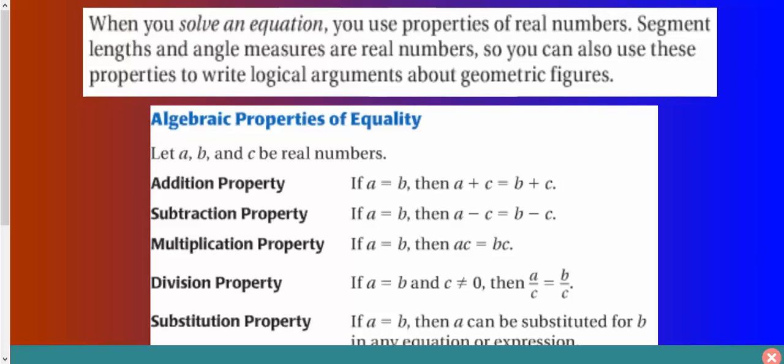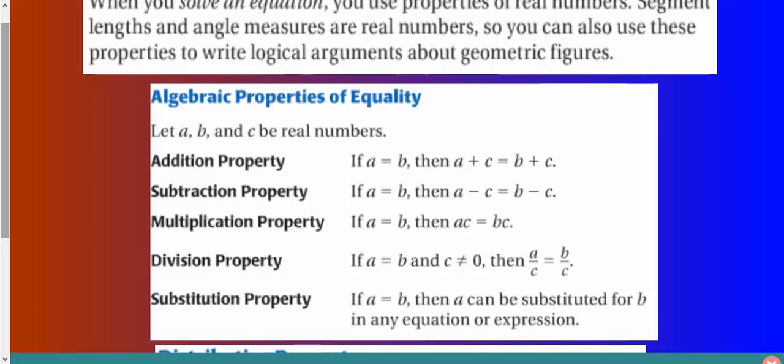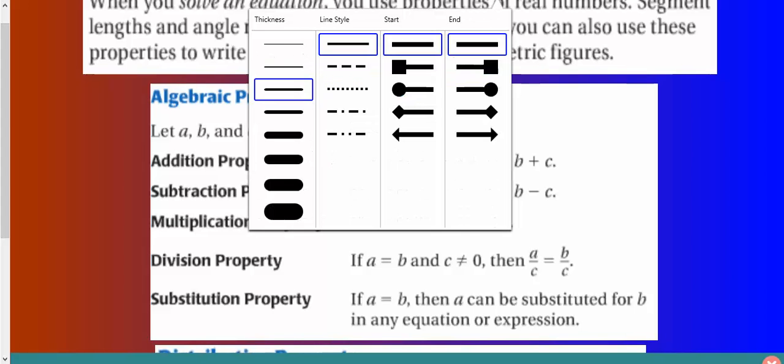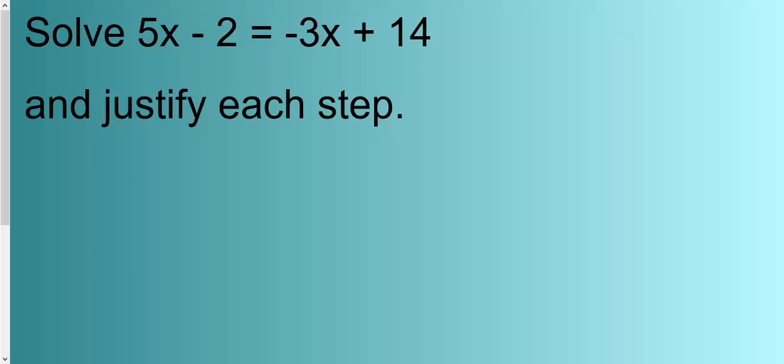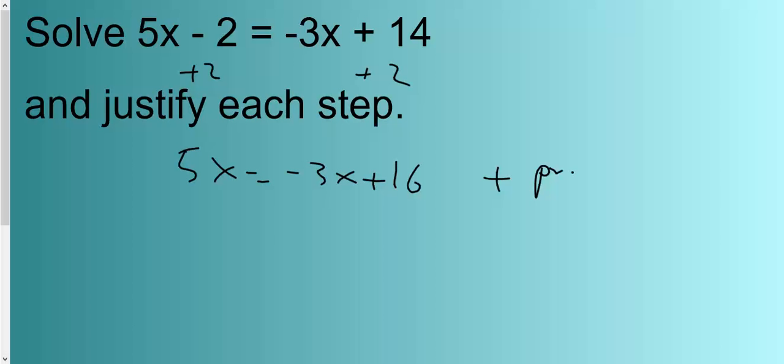So these all have properties. They're the properties of equality. This is the addition property of equality. And we have the subtraction property of equality. And multiplication, division, substitution. Basically, when we're solving equations, I will do an example so this makes sense. Here, what we would do is add 2 on both sides. And we have 5x equals negative 3x plus 16. And this was the addition property of equality.